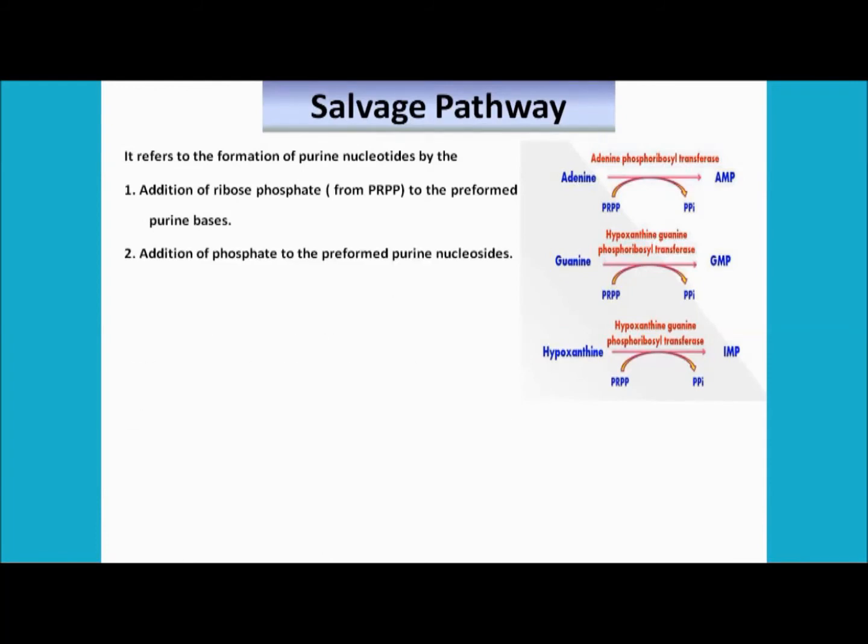The next step involves the addition of the phosphate to the preformed purine nucleotides. Phosphate will be added, and once the phosphate is added, you get the nucleotides. That is how the nucleotides get synthesized.